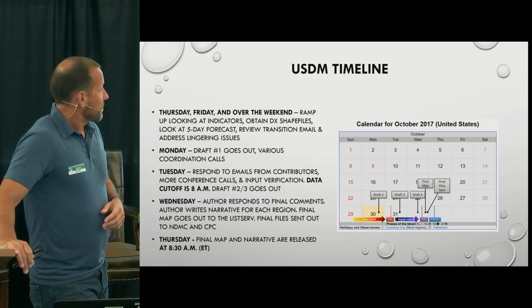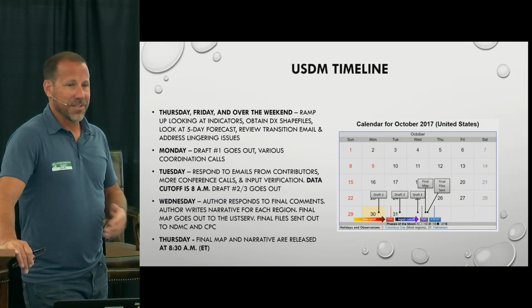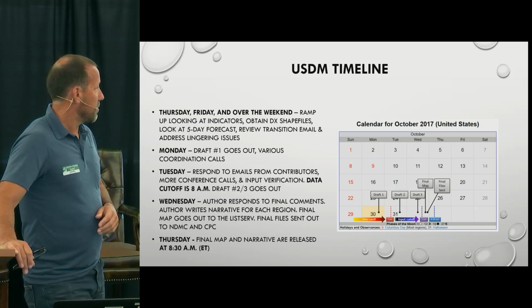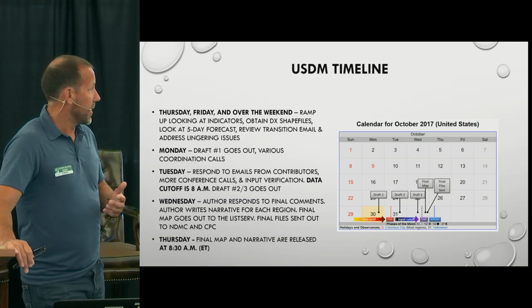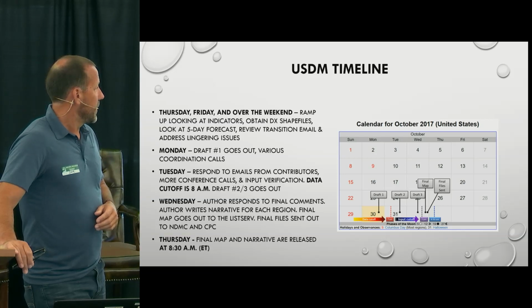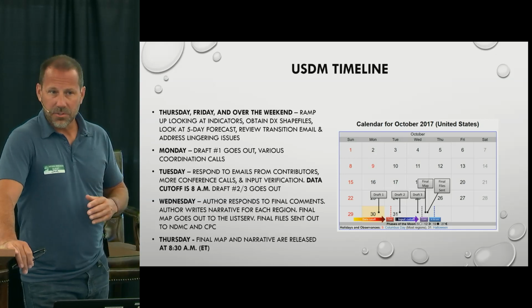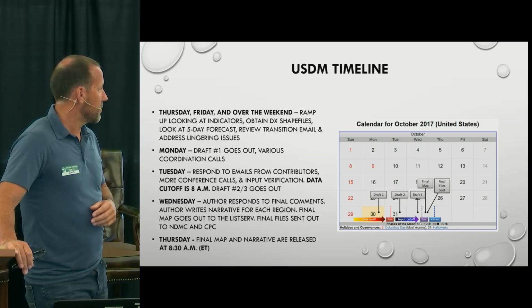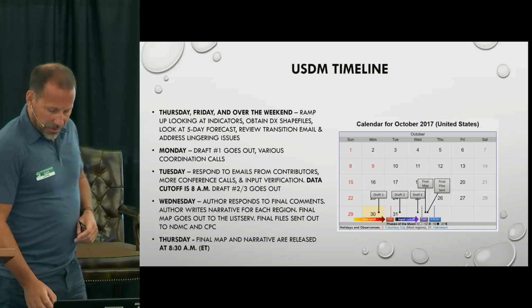By Tuesday, more emails, and this is literally on the scale of hundreds of emails that we're going through within the course of a couple days, more conference calls and so forth. And then by Wednesday, we're putting out our final draft and putting together a narrative, and I'll go into that some more. And then the files get sent to the National Drought Mitigation Center. They run some statistics on it and look at changes in the amount of drought on the map and so forth. And then Thursday, the final map goes out.